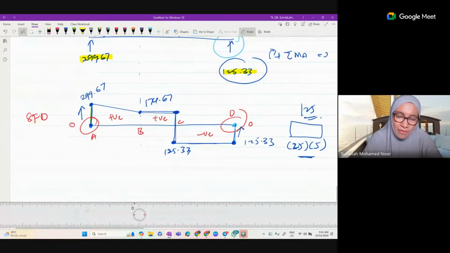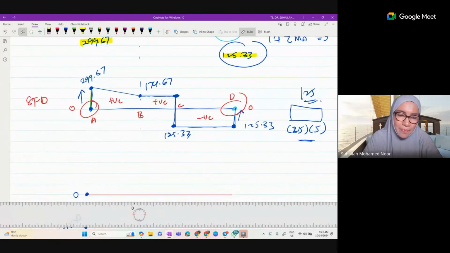For the next point we have to look at the shear force diagram, at the signs in the diagram. If the sign is positive, we add the area. If the sign is negative like this, we subtract the area. So to determine the next point at point B, we add the area of this trapezium. The trapezium sides are 299.67 and 174.67. The distance from A to B is 5 meters.